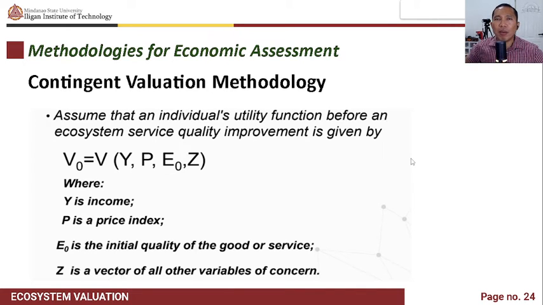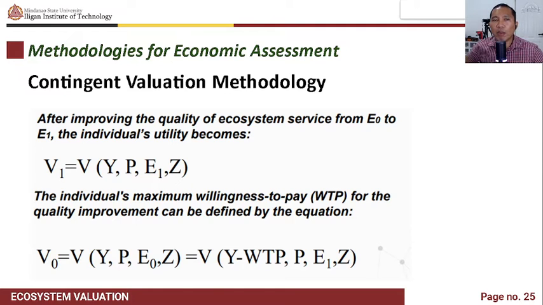We have here the contingent valuation methodology. We assume that the individual's utility function or satisfaction before an ecosystem service quality improvement is given as V sub 0, the initial, and this is a function of Y, which is the income, P, the price index, E sub 0, the initial quality of the good or service, and C, a vector of all other variables of concern. This is actually for the things that are beyond measure, or the error term. After improving the quality of the ecosystem service from E sub 0 to E sub 1, the individual's utility becomes V1, a function of income, the price index, the improvement in the ecosystem, E1, and Z, the error term.